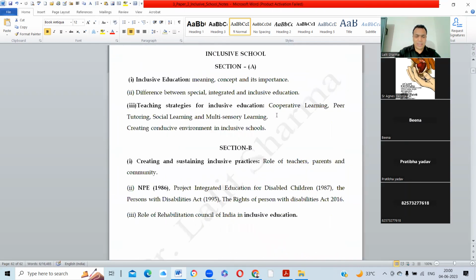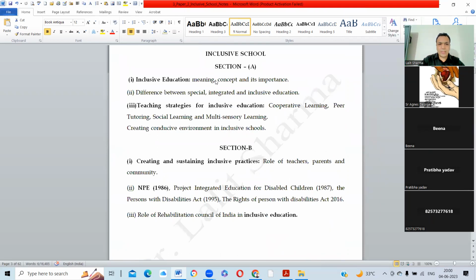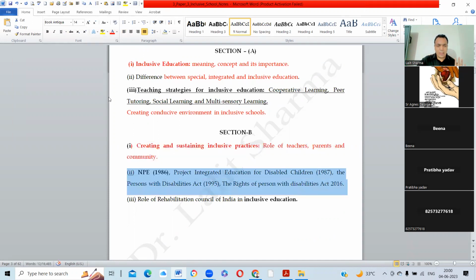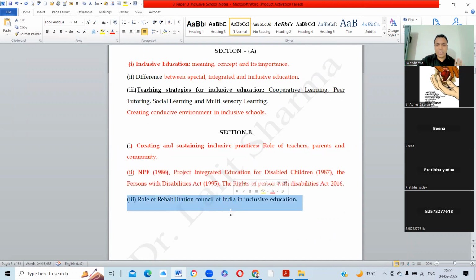Now we see our syllabus, right? So syllabus guys, you can see that inclusive education meaning, concept and importance done, right? अब ये तीनों हो गए हैं, special, integrated and inclusive education we are done, right? ये teaching strategies 4 था, है ना. I told you to learn from your book, okay. ये नीचे वाला part we are done. Conducive environment in inclusive school, okay. Section B में creating and sustaining inclusive practices, role of teacher, parents and community, we are done. और all the acts we are done. और last में role of Rehabilitation Council of India in inclusive education, we are done, okay.